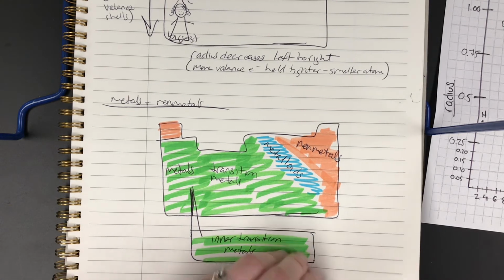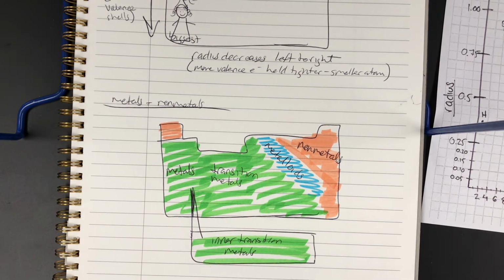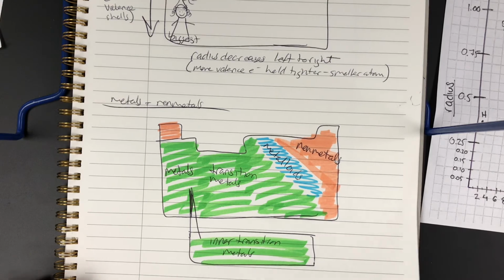Okay, I'm gonna turn the page. What is the blue one called? Metalloids. All right, ready for me to turn the page? Turn the page.